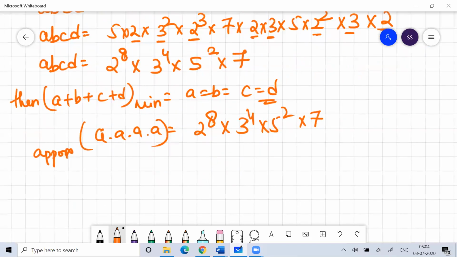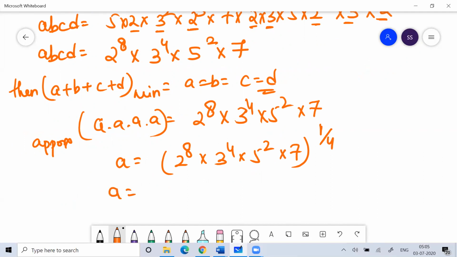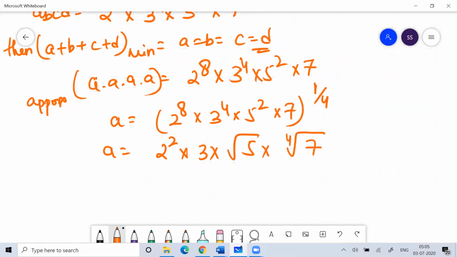So you can find the approximate value of that. The a value would be the fourth root of this. The fourth root of this is 2 square, 3, into square root of 5 into fourth root of 7. So this is 4 into 3.